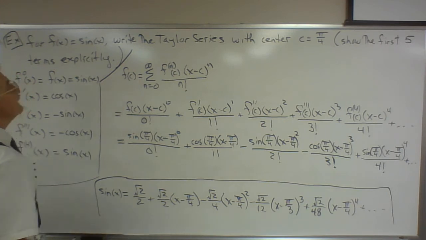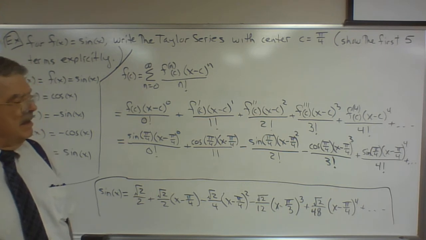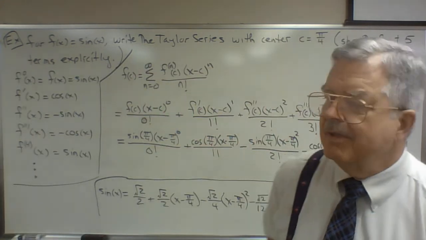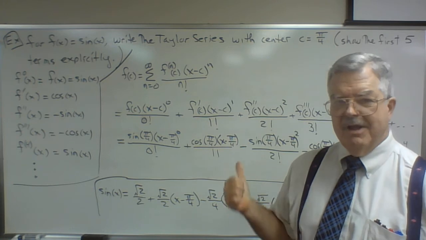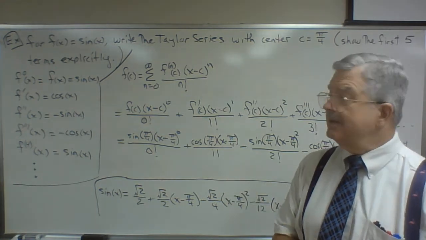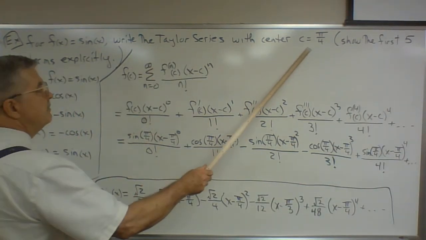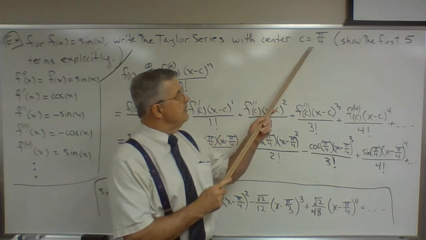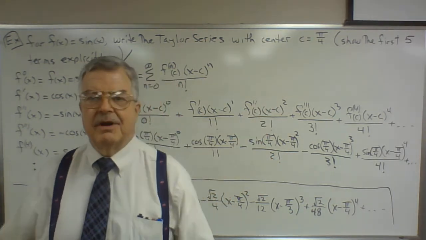So let's see. Yep. So that's the Taylor series expansion for sine of x with center pi over 4. Now, a lot of times we'll make our Taylor series a lot less complicated than this and a lot more visually appealing by making a special choice of the centers. And oftentimes the ideal choice for a center is C equals 0. We'll talk about that next.